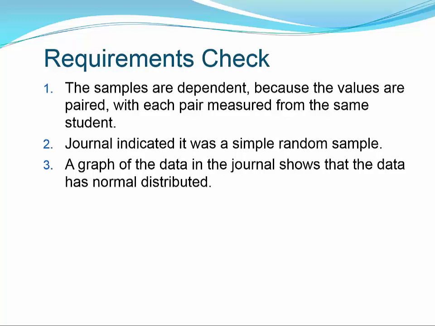Also, this was from a simple random sample, so that was indicated in the original journal that published this. And a graph of the data in the journal showed that the data has normal distribution. So we did have a small sample, but as long as you have an approximately normal distribution for the means of your differences, then you can go ahead and do your hypothesis test. So now let's set up the claim and hypotheses.